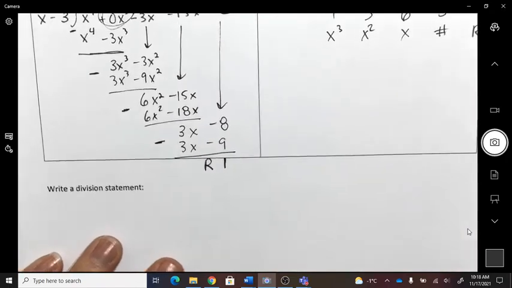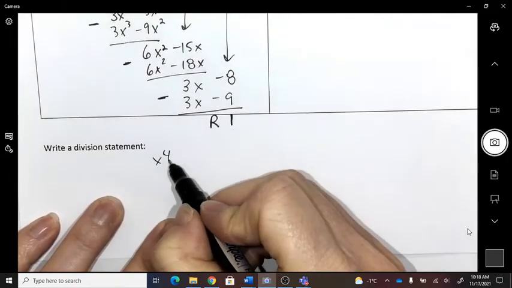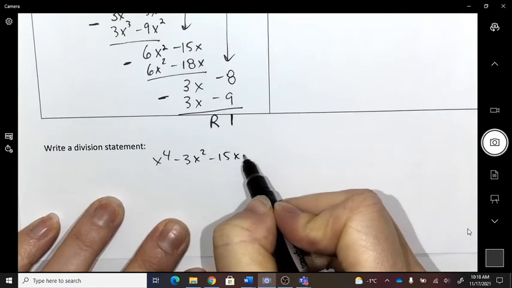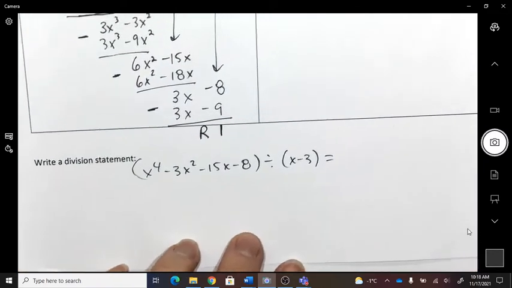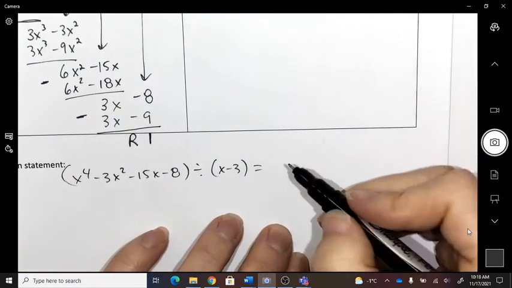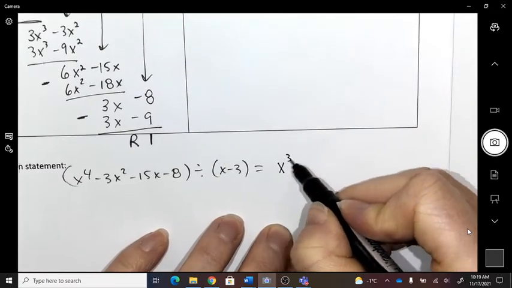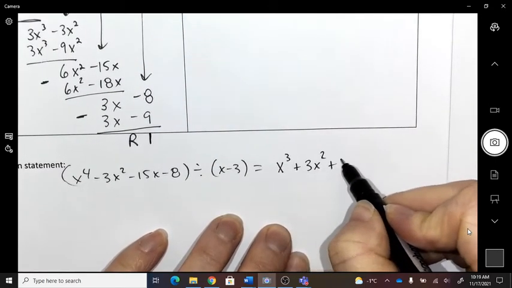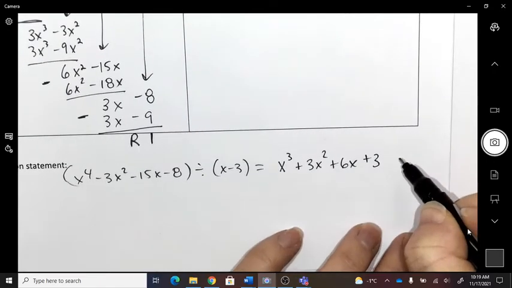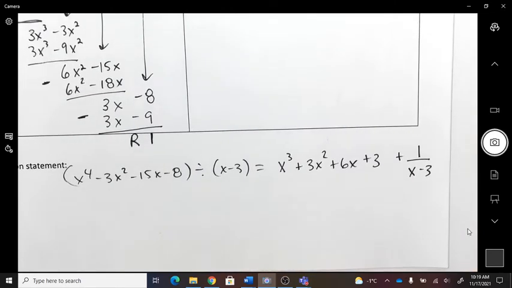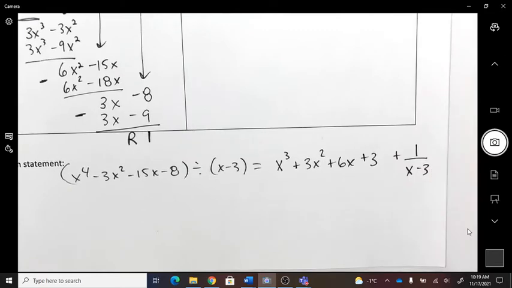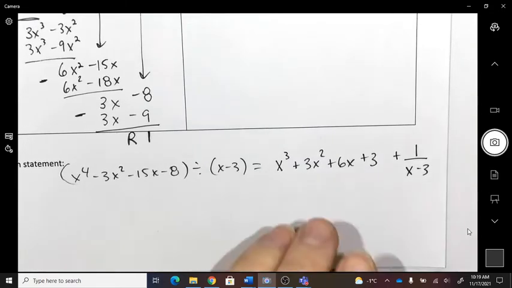Okay, so division statement. x to the 4th minus 3x squared minus 15x minus 8 divided by x minus 3 equals 1x cubed plus 3x squared plus 6x plus 3 plus 1 over x minus 3. So that's the remainder part. Okay, let's try another one.